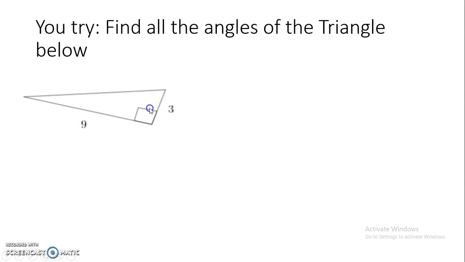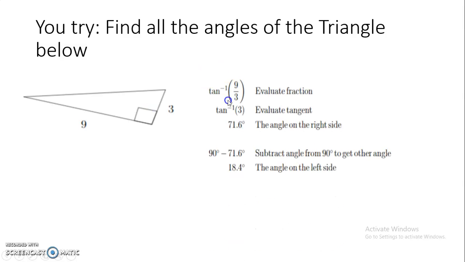You done? Welcome back. Here is the answer. So let's say we want to start with this angle here. In this case, we have O and A. And then you know that by having those, you can only use inverse tan. And we plug in the value here, 9/3, put that in our calculator, and we have 71.6 degrees.